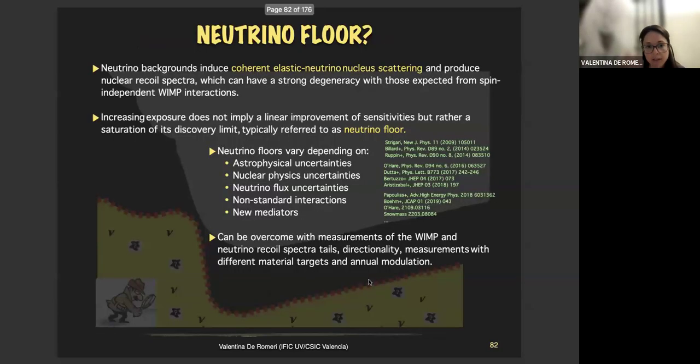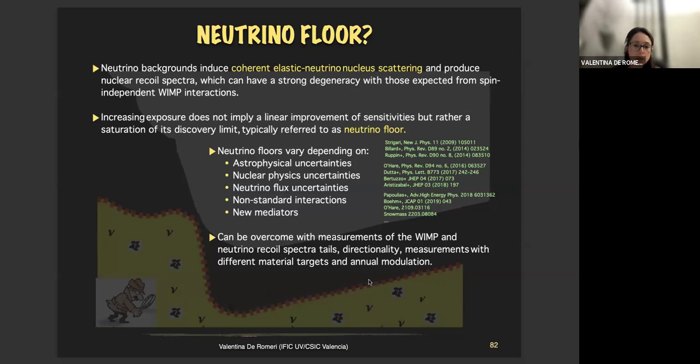So the message here is that there are indeed some relevant neutrino backgrounds, mainly of astrophysical origin, that induce CEvNS and can produce nuclear recoil spectra that can have strong degeneracies with those that we expect from spin-independent WIMP interactions. So increasing the exposure of these experiments does not really imply a linear improvement in the sensitivities, but rather we expect it to lead to some kind of saturation, which is usually referred to as a neutrino floor.